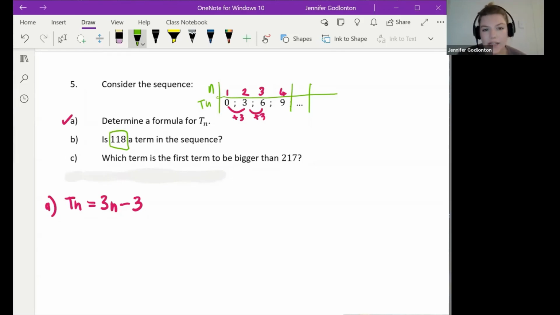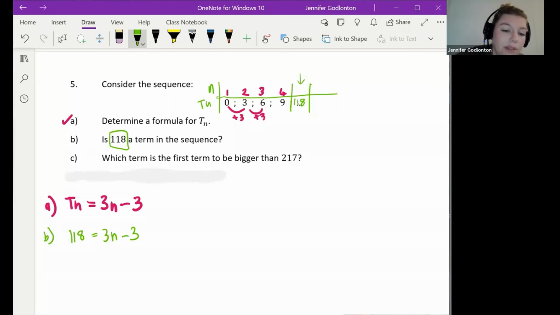is 118 a term in the sequence? So we're saying, is 118 one of these numbers over here? And we're wanting to figure out if I would have an n value for 118. So we're going to do it the same way we did the question in our previous one. We're going to input our 118 as Tn, and we're going to see if there would be an n value.